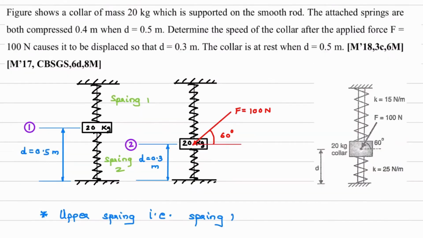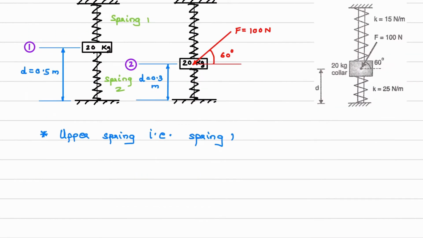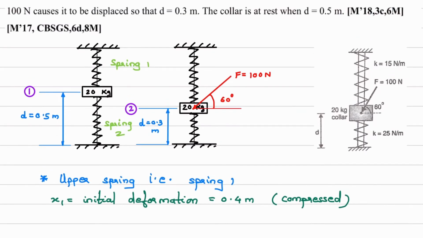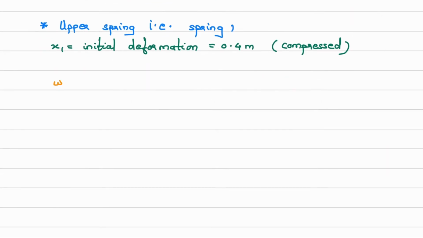So x1 we will consider. I'll write down x1, it is initial deformation. Now what is that? It is given in the question for spring 1. We are looking for spring 1. Initial deformation is how much? 0.4 meter. It is compressed. Spring is compressed. Now once we apply the force, spring 1 will expand. Okay, so I'll write down, it will extend when collar moves down.